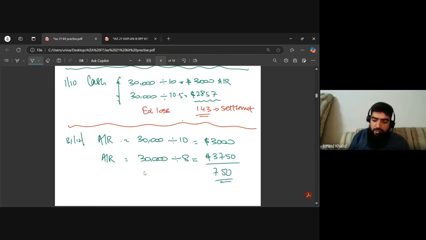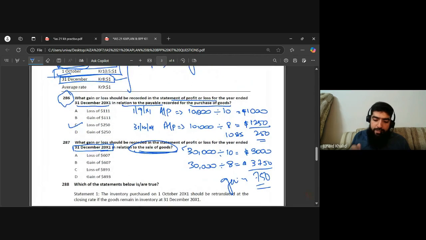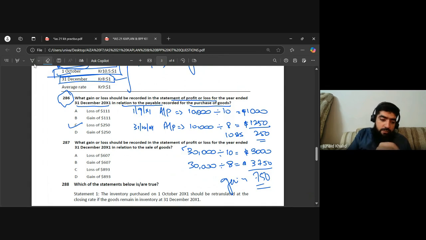750. So it's a gain or loss? It's a gain. Now it's an exchange gain. Now this exchange gain is at the date of reporting, right? Yes. Now, what is the requirement? I just didn't see the requirement properly. The requirement is that we are going to calculate the gain or loss, and now the gain or loss to be reported in the statement of profit and loss for the year ended in relation to the sale of goods. It means we are going to calculate the net or the total gain or loss.